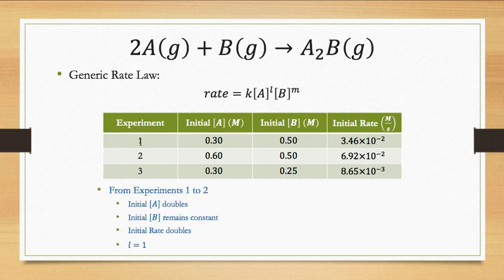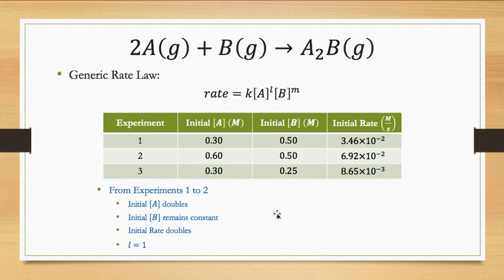So from experiments 1 to 2, you'll see that the initial concentration of A doubles, but B stays constant. And the rate doubles. So if B stays constant, we can kind of ignore that, and I'm doubling A and ending up with double the rate. So that's kind of the same situation that we had before, okay? So if that's the case, then L is equal to 1, right? The exponent for A is equal to 1.